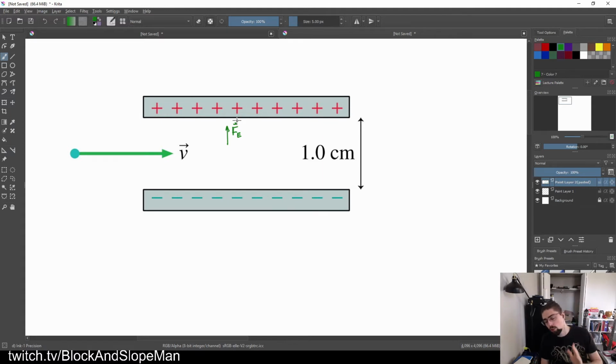Then if I want to make sure that I'm not getting deflected, that I'm able to pass right through this thing without any sort of collision, any sort of deflection, I need to have zero net force. I need to have a magnetic force going this way. The field remains to be determined.